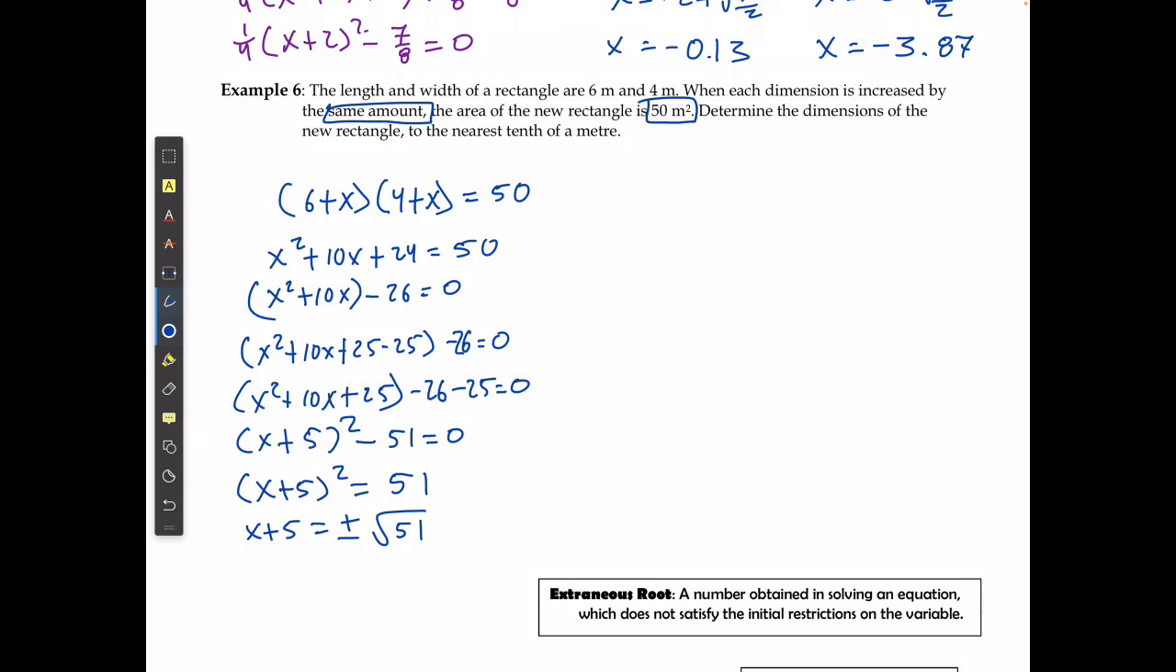Well, if I said it was the positive one, then x plus 5 is going to equal the positive square root of 51. If I said it was the negative, it's going to be x plus 5 is equal to the negative square root of 51. x would equal negative 5 plus the square root of 51, or x would equal negative 5 minus the square root of 51.